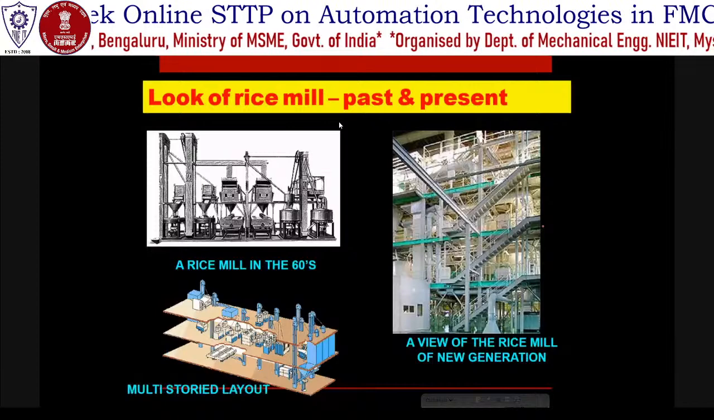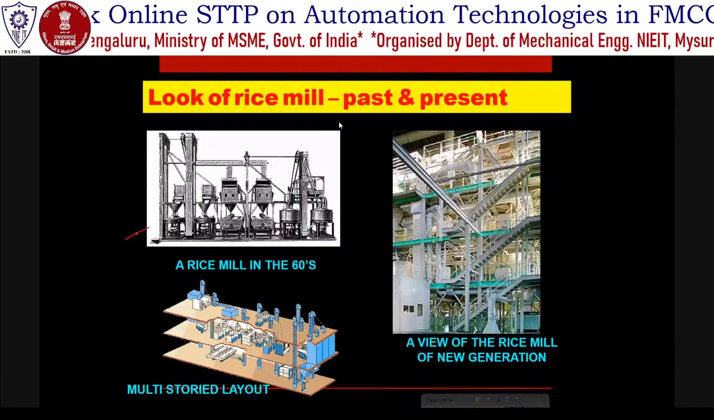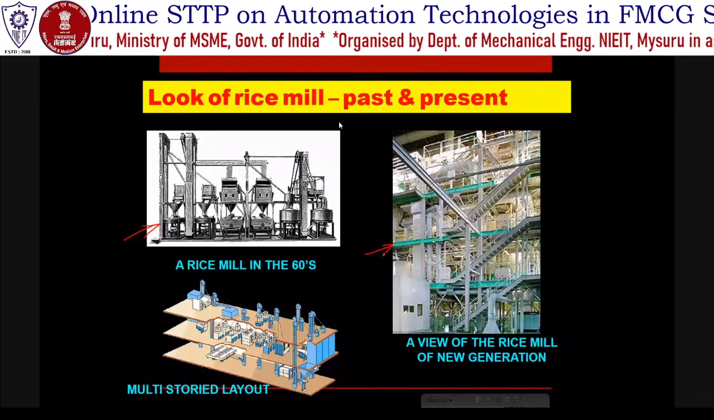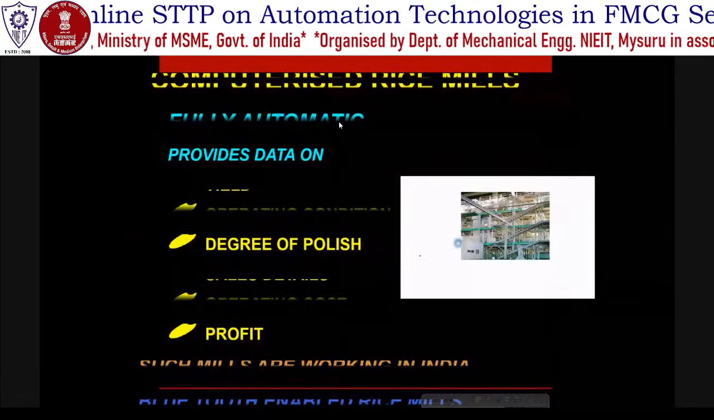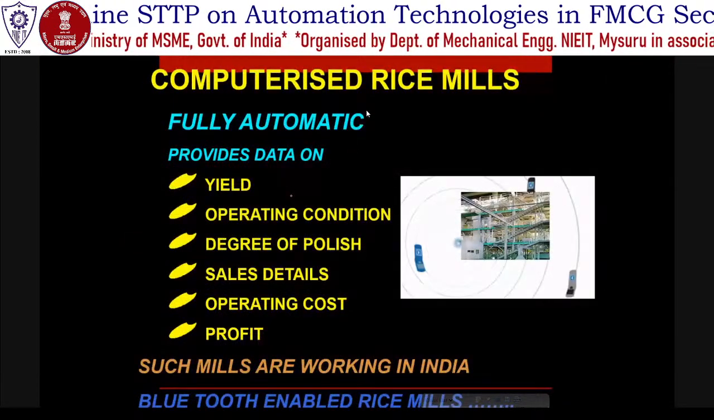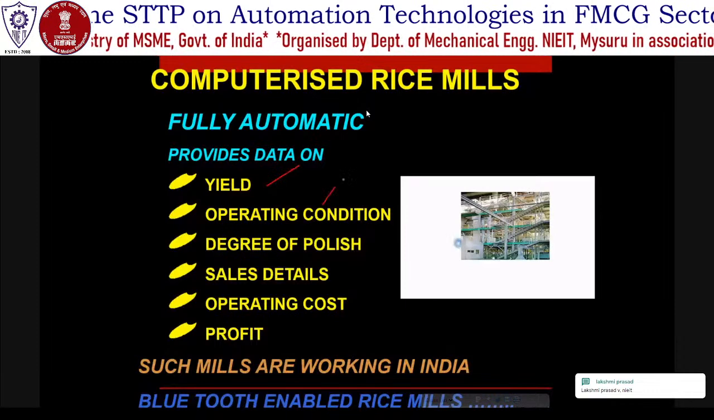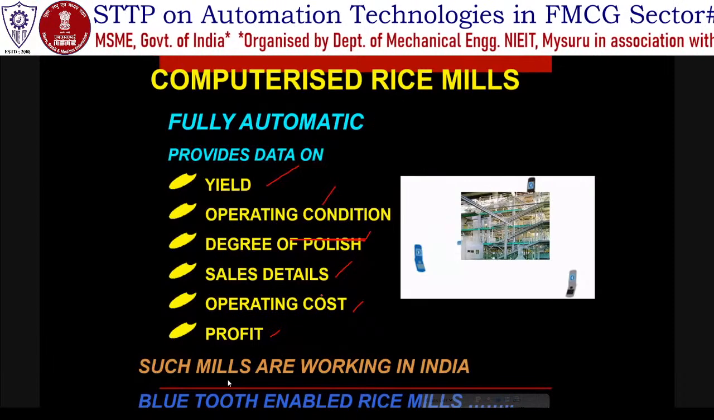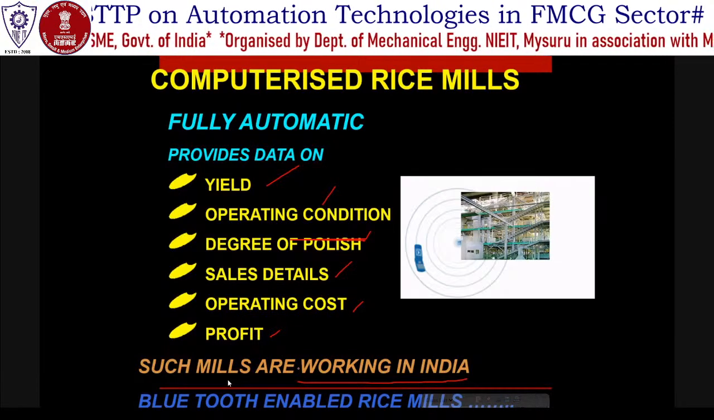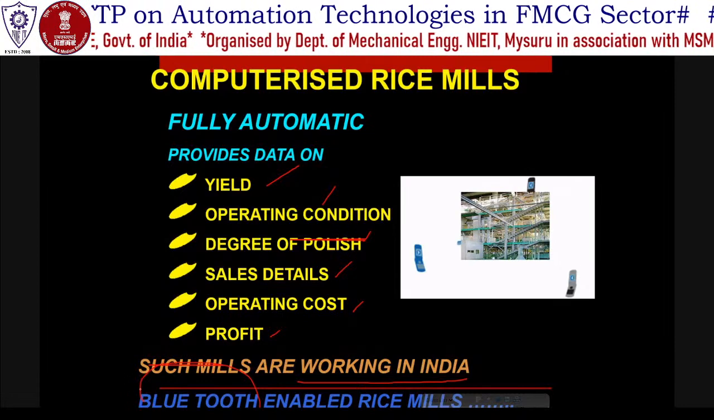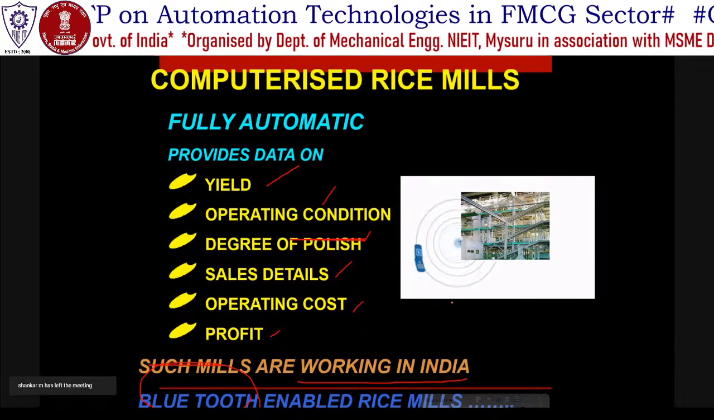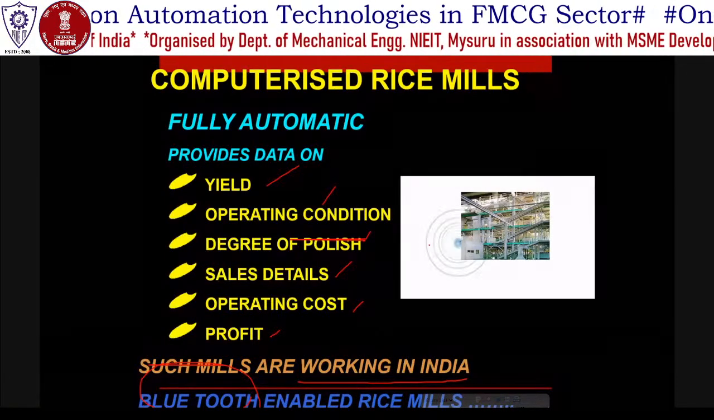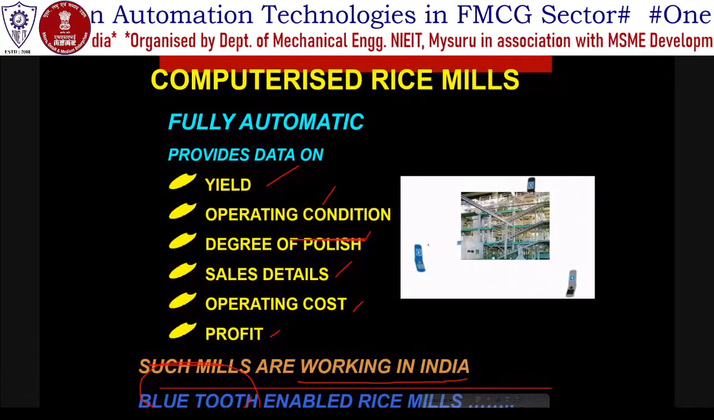If you see the rice mill, this is how it used to look way back in the 60s, and today this is how it looks. Ultra modern rice mills. What is so special? They are all computerized. They give you the data on the yield, operating condition, degree of polish, sales details, operating cost, profit, and such mills are working in India. And these mills are Bluetooth enabled. You thought Bluetooth is only for us. It is also there for rice mills, right? So such is the level of automation that has come into the country.